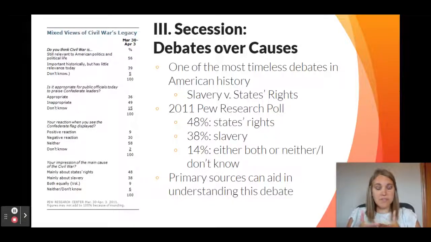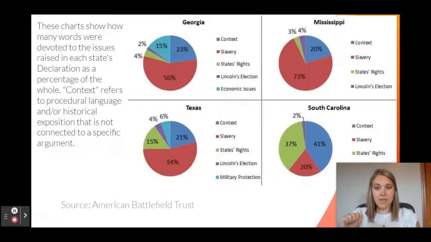Now, what is the best way we as historians try to determine causes, effects, all of these things that are happening throughout history? It's through primary sources. So what we want to do is look at the actual declarations of secession that the states created. Here are 4 of the states that seceded, and it shows how many of the words in their declarations were devoted to these issues.